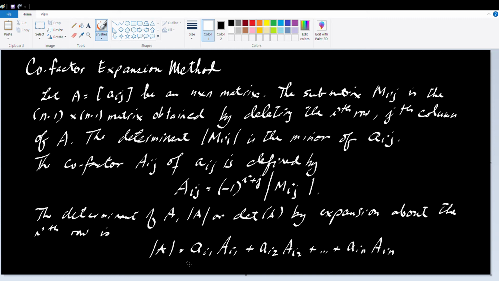So in other words, the determinant of A can be obtained, if you are expanding about the ith row, by the sum of the following products. The element Ai1 multiplied to the cofactor Ai1, the element Ai2 multiplied to the cofactor Ai2, and so on and so forth, and Ain times the cofactor Ain. So the entries Ai1, Ai2, Ain are actually the elements along the ith row where we are expanding. If we are expanding about the first row, we'll be using the elements along the first row, and these elements are multiplied correspondingly to their respective cofactors.